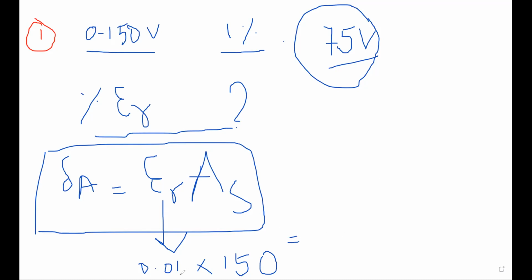Value of del A. I have given now everything. After calculating, tell me the answer. Yes, 1.5. Don't forget to write the unit, it's important. 1.5, sorry, 1.5 volt, not ampere, I'm sorry. It will be 1.5 volt, okay? So the magnitude of limiting error of the instrument is 1.5 volt.